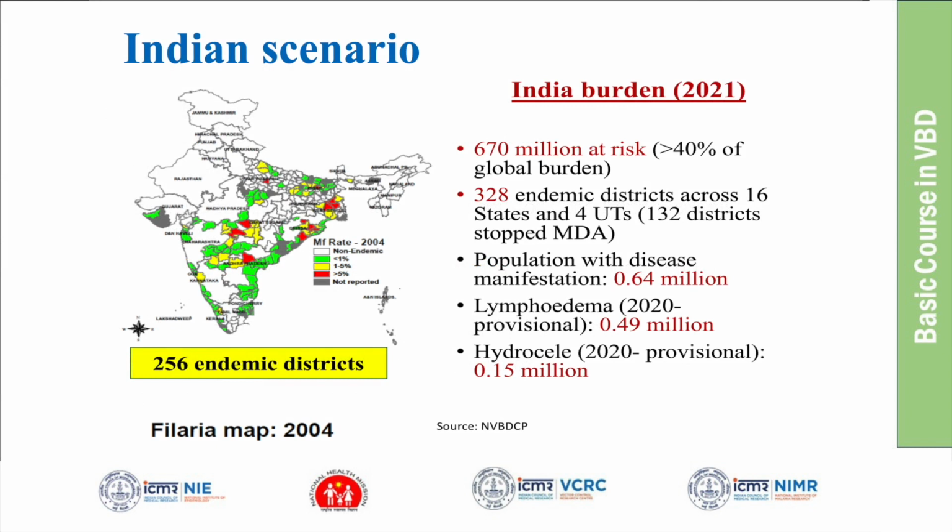Moving on to the Indian scenario. On the left side, you see the scenario in 2004. In 2004, nearly 600 million people were at risk of developing lymphatic filariasis, and there were around 256 endemic districts. The current burden, which is unpublished data: nearly 670 million people are at risk, which constitutes more than 40% of the global burden. The disease is spread over 328 endemic districts in 16 states and 4 union territories. The population with overt disease manifestation is around 0.64 million. Lymphedema, as of 2020, which is provisional data, is around 0.49 million, and hydrocele is around 0.15 million.